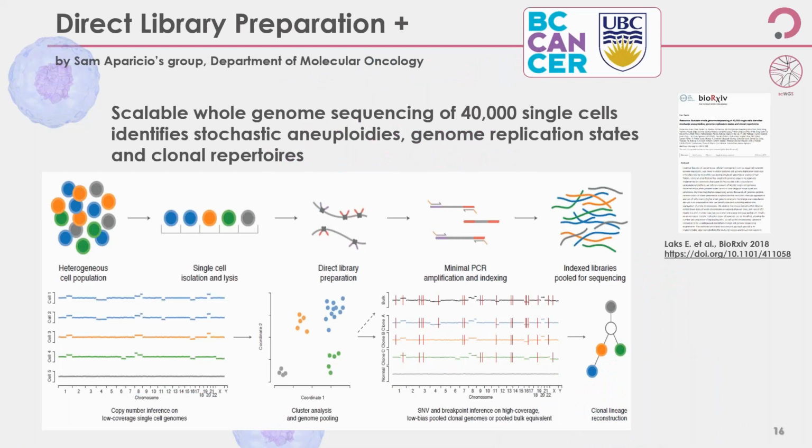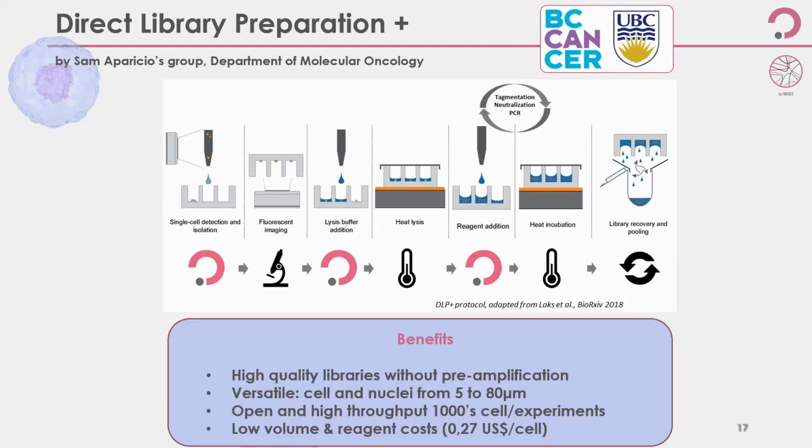In their studies, they were able to sequence over 40,000 different single cells, and using their technology, they are able to identify stochastic aneuploidies, genome replication states, and clonal repertoire. So they are ideally suited to study the heterogeneity of patient tumors. And to date, so this was published just over a year ago in bioRxiv, and to date they've analyzed over 400,000 cells from patient samples in that British Columbia Cancer Research Center. And this technology is again based on a microwell chip, which contains about 5,000 wells in which they do the deposition of single cells.